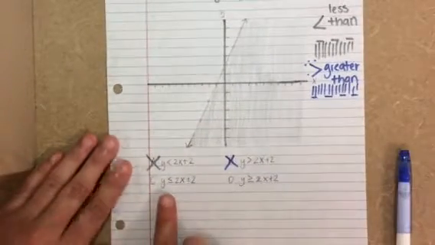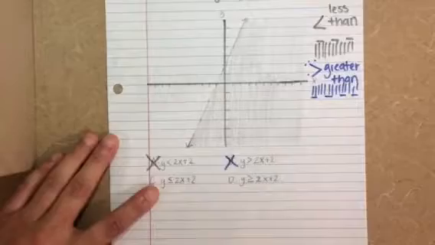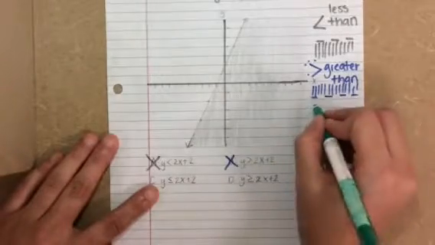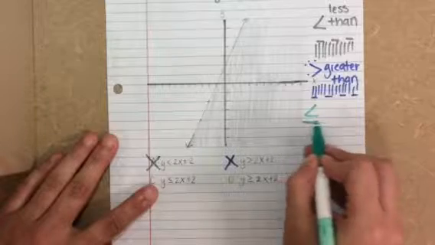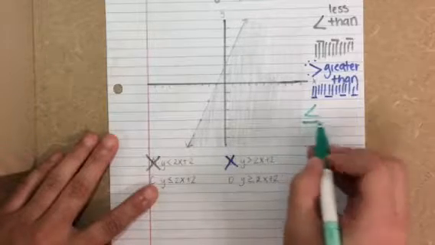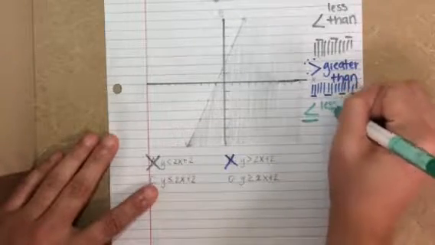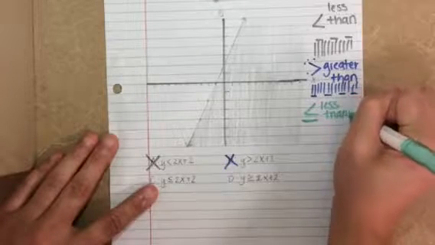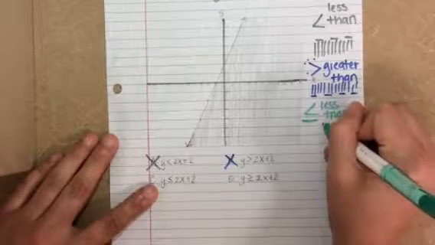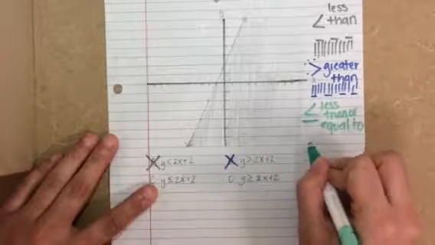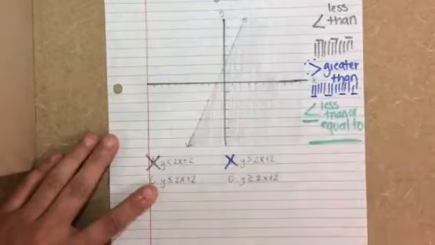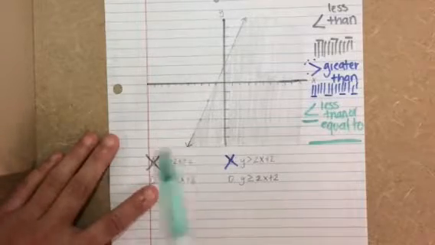The next one I want to look at is C, where I have less than or equal to. So this equal to is very important because this right here tells me I have a solid line. So this is less than or equal to. And now I know I have a solid line in the graph, which is what I have in this graph.